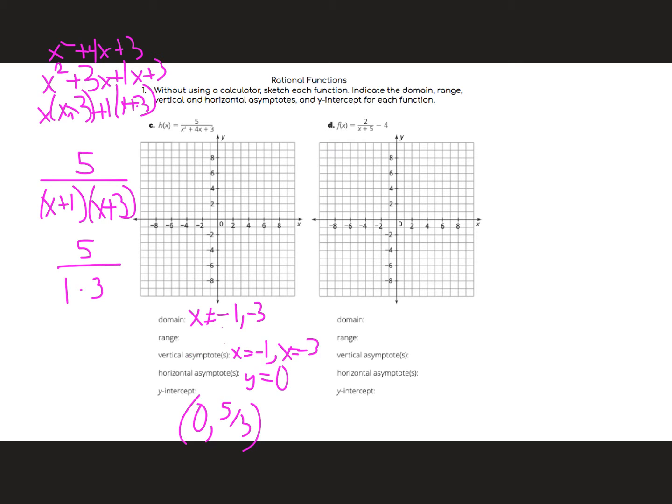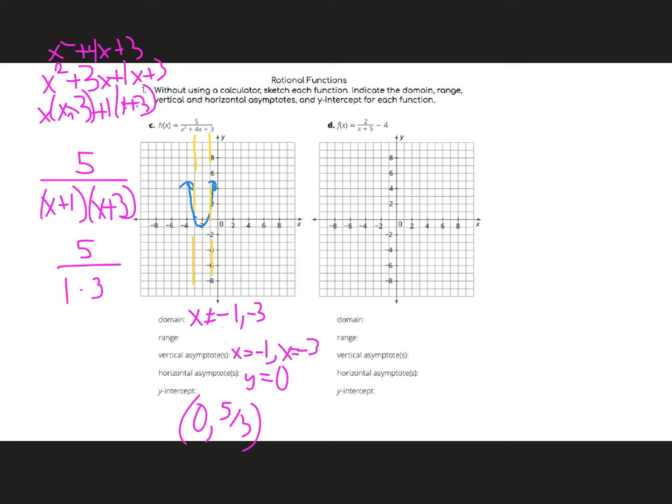Okay. If you wanted to graph, I find it useful to graph (x plus 1)(x plus 3), that curve. So that curve is going to look like this. The reason I find that useful is because I can draw in your vertical asymptotes. I'm going to have a vertical asymptote at negative 3. I'm going to have a vertical asymptote at negative 1.